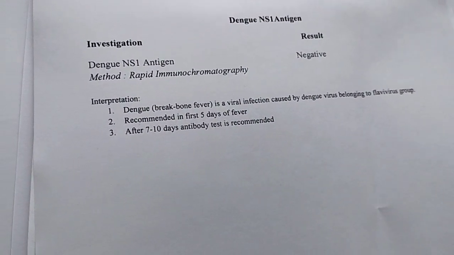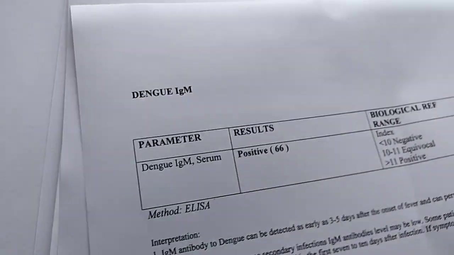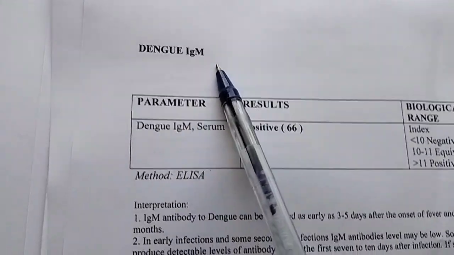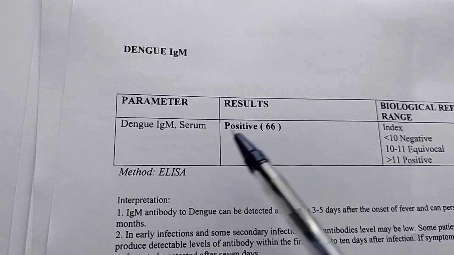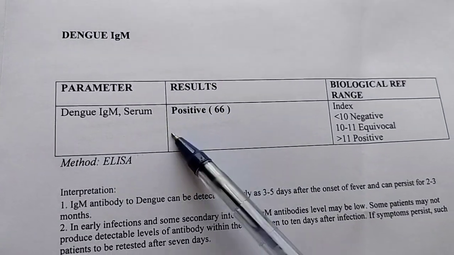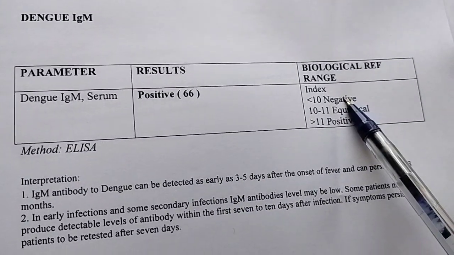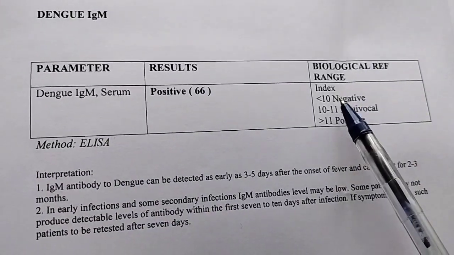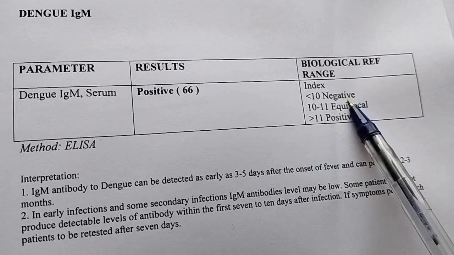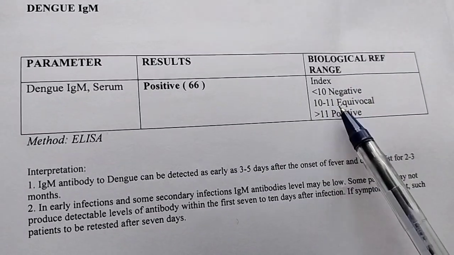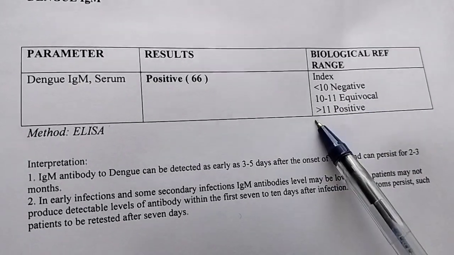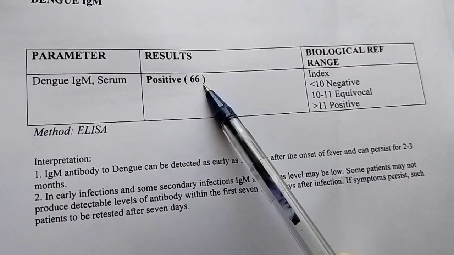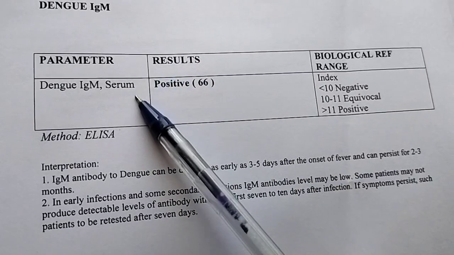Now let's have a look at another report, that is the antibody report. This is the antibody report where we have dengue IgM. Dengue IgM in serum, the result is positive. How do we see that the result is positive? There is a reference range in case of ELISA methods. This is done as ELISA, and ELISA gives you a reference range. That is, if the value is less than 10, then it is negative. If it is 10 to 11, then it is equivocal, and if it is more than 11, it is positive. So the value here is 66, which is more than 11. We consider it as positive.